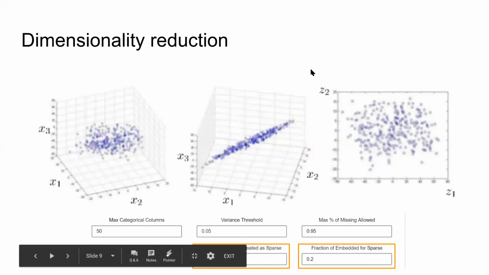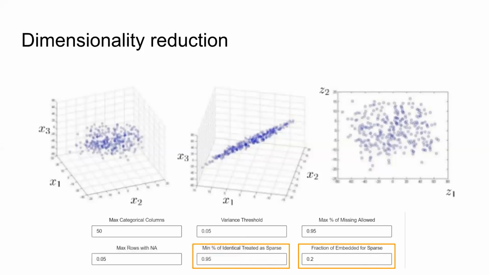PCA is a kind of lossy compression, which loses some data. However, the amount of data lost should be negligible.